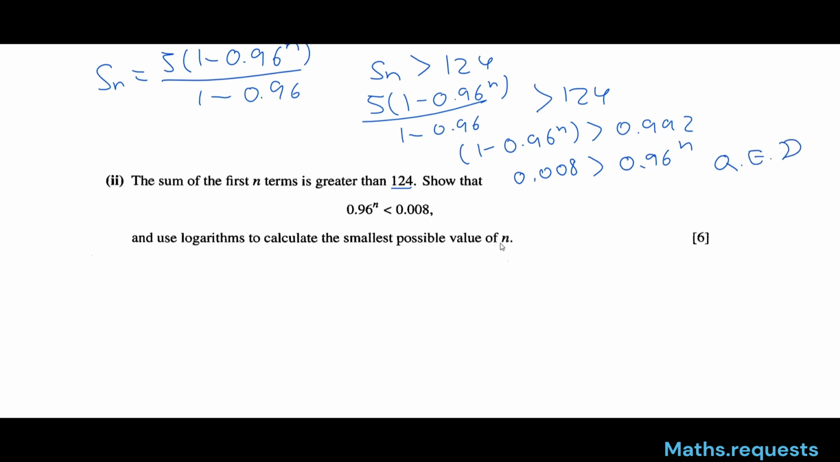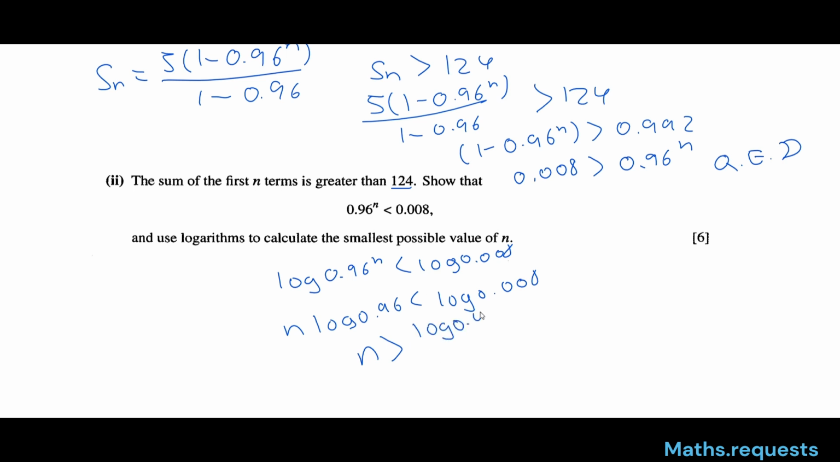And then use logarithms to calculate the smallest possible value of n. So log 0.96 to the power of n is going to be less than log 0.008. Then you can write this as n log 0.96 is less than log 0.008. Then n is going to be, of course, you flip the sign, log 0.008 over log 0.96. So you get n is greater than roughly 118.3. So the smallest value of n is going to be 119.